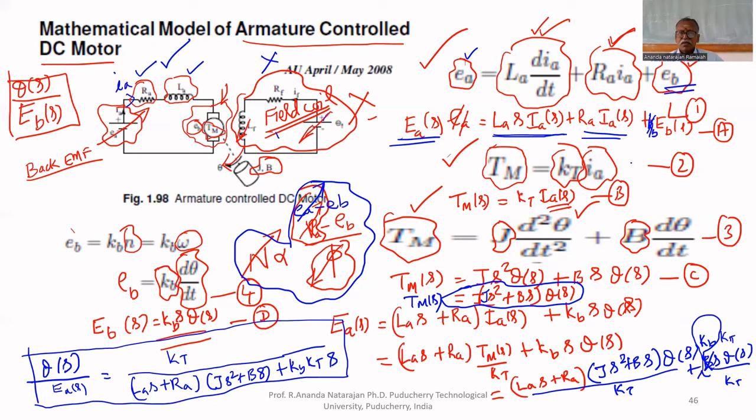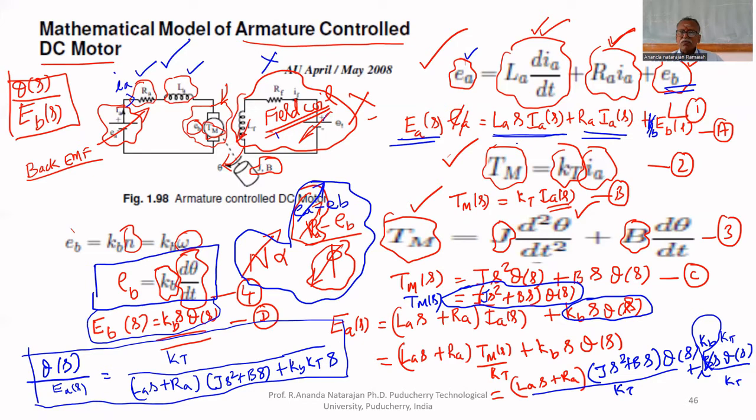But EB of S equal to what? We know that EB equal to KB d theta by dt. If you take Laplace transform, EB of S equal to KB S theta of S. That is substituted here for EB of S.